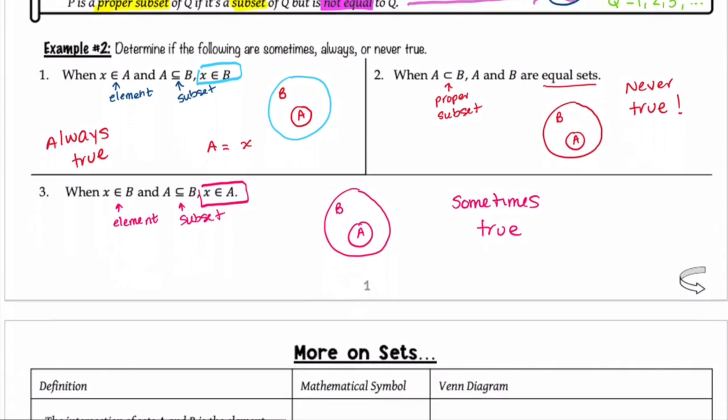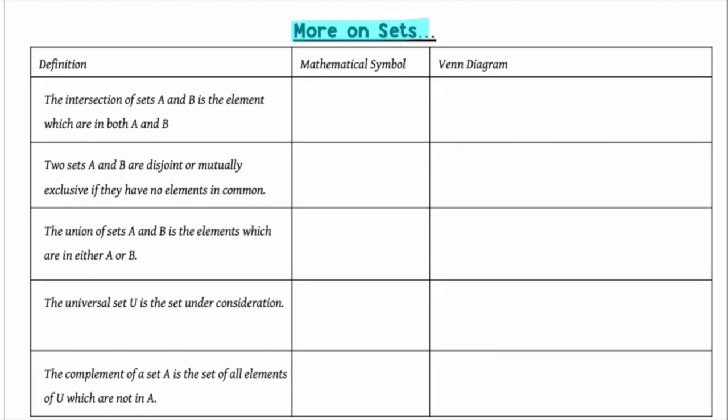Let's go to more on sets. So more on sets. Definition. The intersection of sets A and B is the set of elements which are both in A and B. We are going to represent the intersection as A intersection B. If I am representing this using a Venn diagram, we have two sets.